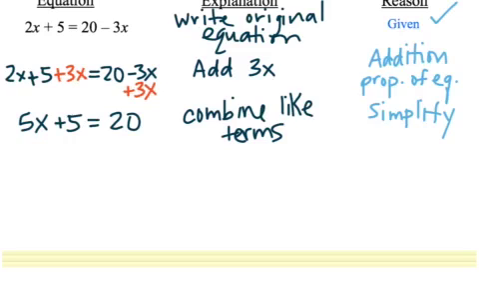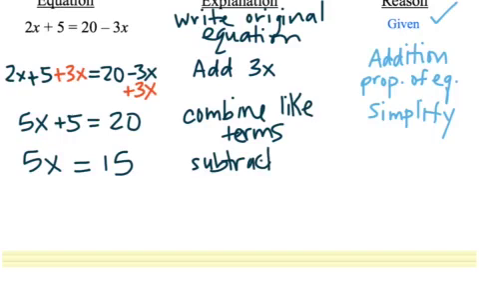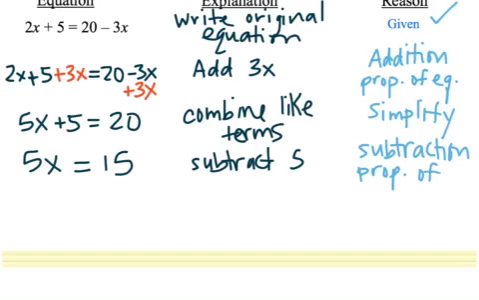Alright, the next step, you want to subtract that 5. So, if I'm subtracting the 5 from both sides, hopefully you see that I just get 5x is equal to 15. So what did I do there? I just subtracted 5 from both sides. And what's my justification or my reason why I'm allowed to do that? Well, that is just the subtraction property of equality. So this is the reason you would have to provide: subtraction property of equality.